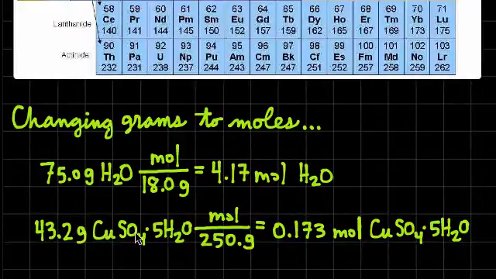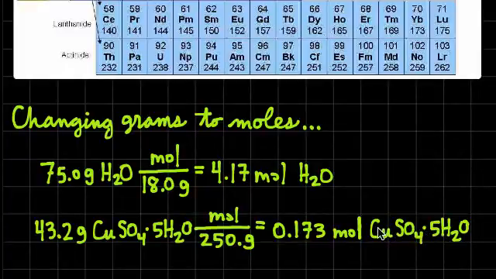43.2 grams of copper sulfate pentahydrate. I totally made that number up. From above, we found it was 250 grams per mole. So I put the grams on the bottom of my conversion factor. In a way, I can call this a conversion factor. It's a molar mass. Put the grams on the bottom, moles on the top. 43.2 divided by 250 gives a small number, 0.173 moles of the copper sulfate pentahydrate salt.